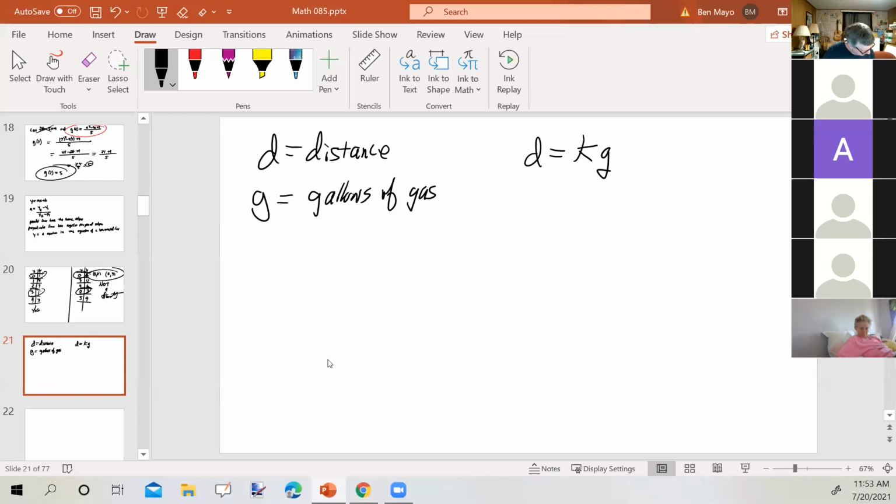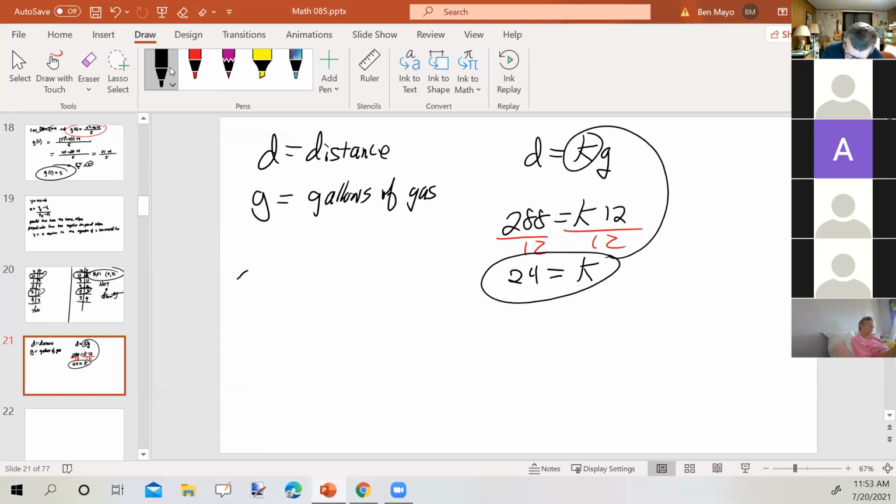All right. If a car can go 288 miles, so D is 288, on 12 gallons of gasoline, so G is 12, I can stop there and go back and determine what k equals by taking 288 divided by 12, which is 24. So now that goes up here and my formula becomes D equals 24G. Okay.